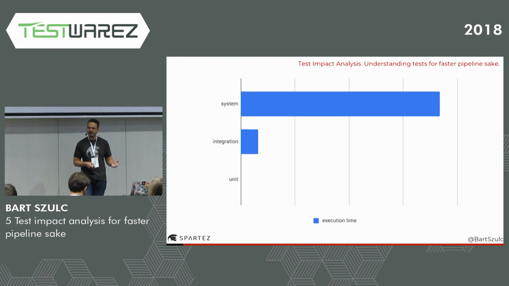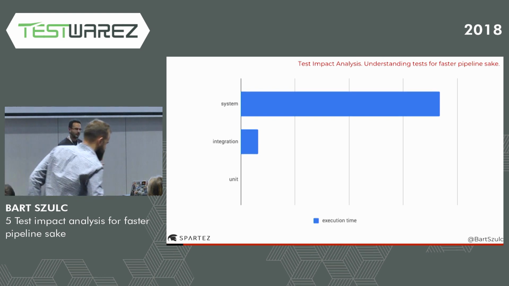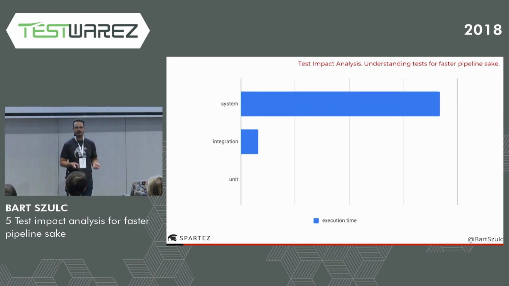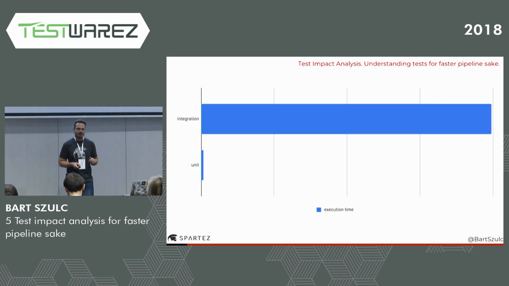But if you look at the pyramid from a different perspective, the perspective of how long it takes to execute every single type of test that we have, you will notice that there is a big difference between running a single system test and running a single integration test. On this chart, unit test execution time is not even visible, but it's there. The difference between unit test and integration test execution time is so huge that it's just lost in the big picture.